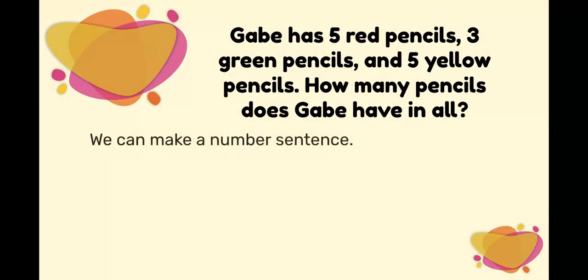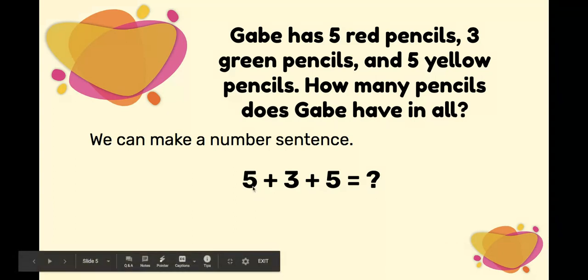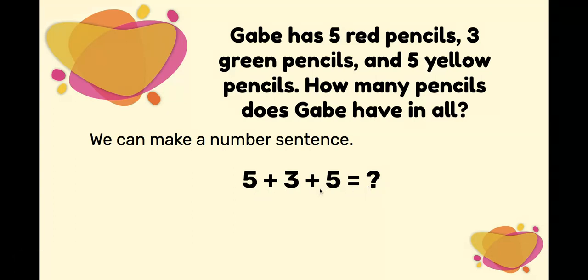So it says Gabe has 5 red pencils, 3 green pencils, and 5 yellow pencils. How many pencils does Gabe have in all? So if we put those three numbers into a number sentence, it would look like this: 5 plus 3 plus 5 equals blank. Now, you don't have to just add 2 numbers or 3 numbers. You could add 10 numbers or 6 numbers or 100 numbers.